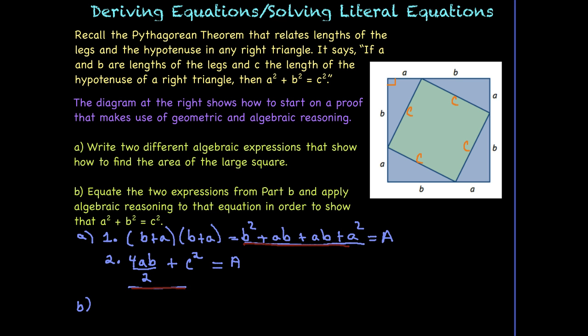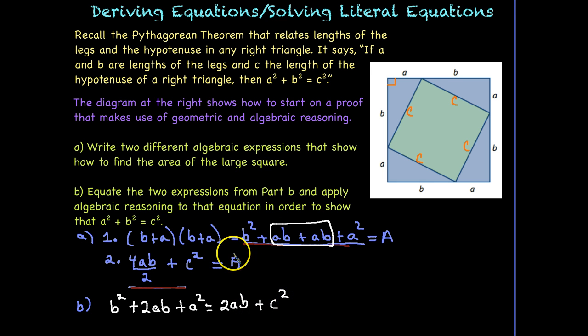Let's try that. We have B squared, and now let's combine these two terms here, AB plus AB, because those are like terms. 1AB plus 1AB is just 2AB plus A squared equals 4. Actually, on this one, let's simplify this as well. If we have 4 divided by 2, that's just 2. So we can call this 2AB plus C squared.